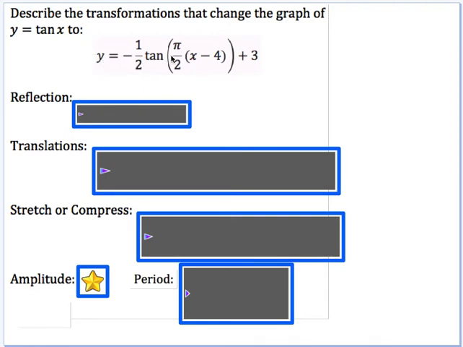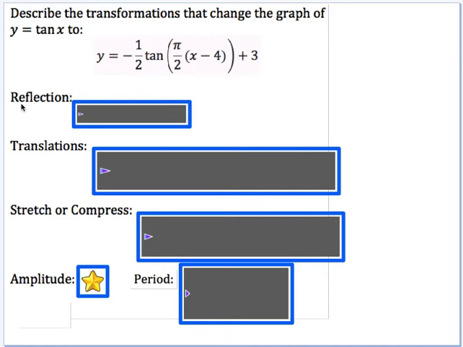All right, describe the transformations that change the graph of y equals tangent x to y equals negative 1/2 tangent of pi over 2 times (x minus 4), plus 3. So this is kind of from the first part of Unit 5. You need to know what each of these numbers do to your regular tangent graph.